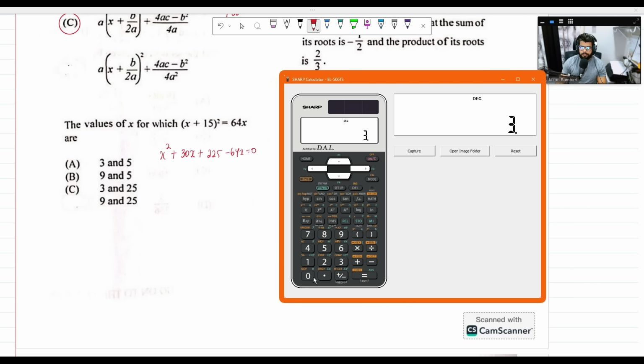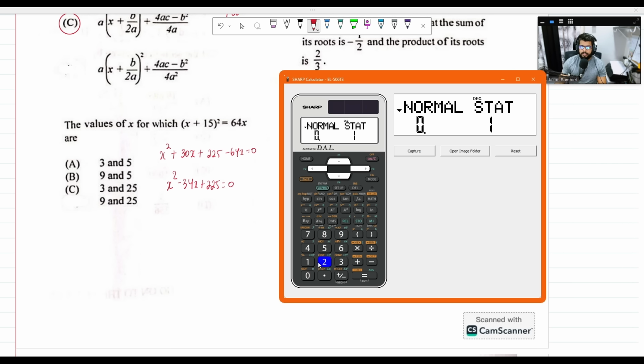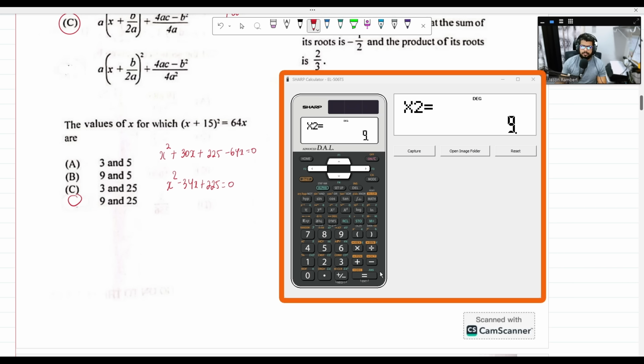30 take away 64 is what? Can't be too sure, you know. Minus 34. So x squared minus 34x plus 225 is equal to 0. When I solve this on my calculator, 1, minus 34 and 225. 25 and 9. Good.